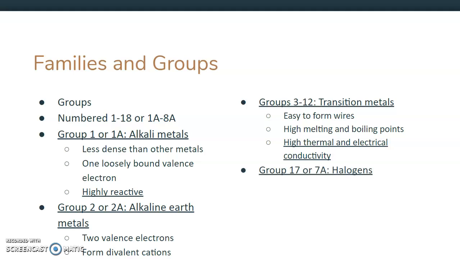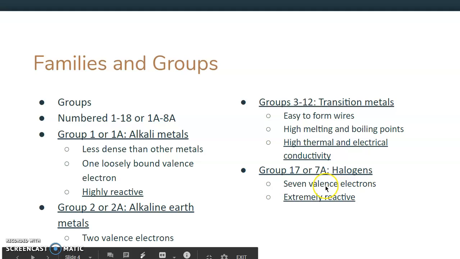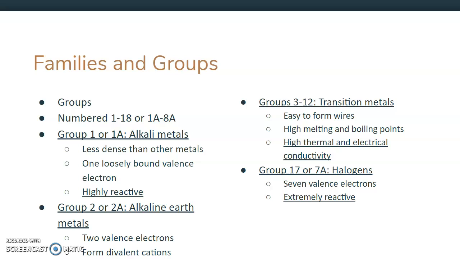So our next group is group 17, or 7A, which are halogens on the far right side of the table. These guys have 7 valence electrons, which makes them extremely reactive as well. So they like to steal electrons, because if we have 8 electrons, we're in a very stable place. So the atoms and elements really like to get to be stable, so they'll take electrons easily, usually from our alkali metals. So our alkali metals and halogens usually react together.